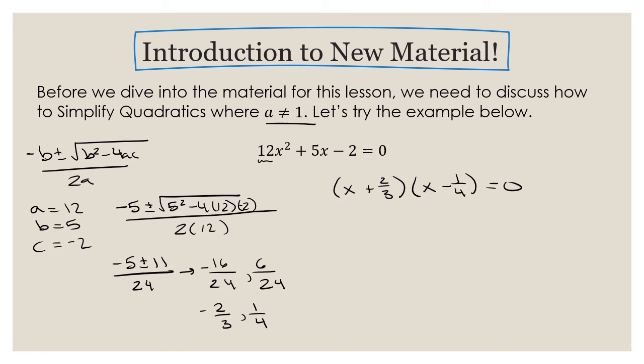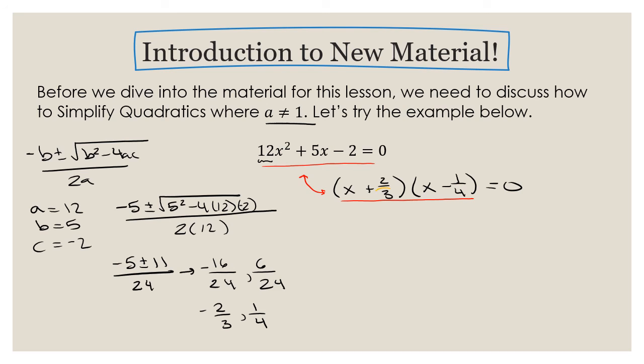And we get that. But notice that if I was to FOIL this out, I would not get my original. Now the solutions are the same, so I did it correctly, I didn't mess up. But because my a is not equal to 1, if I want it to FOIL and look exactly like this one, I have to do one extra step.